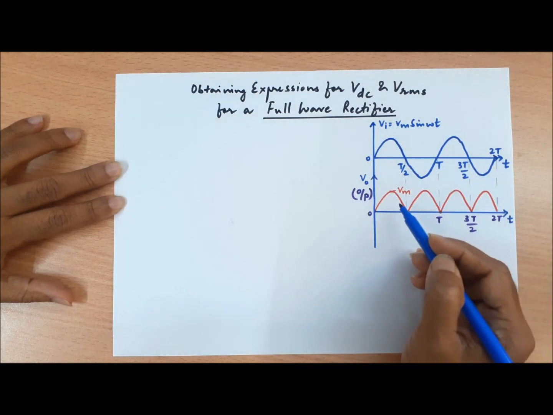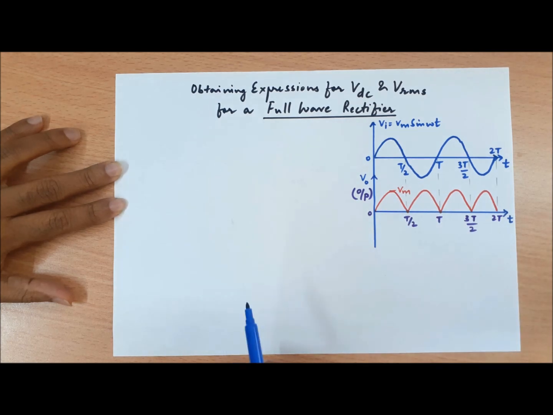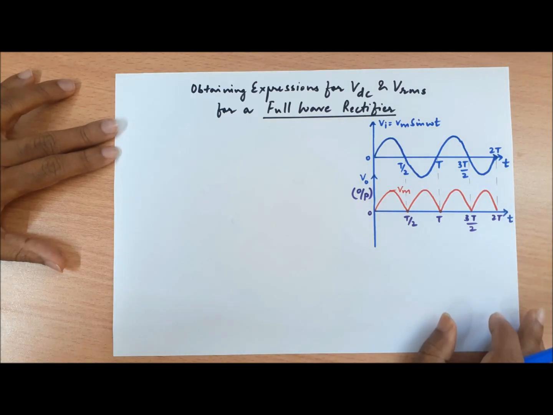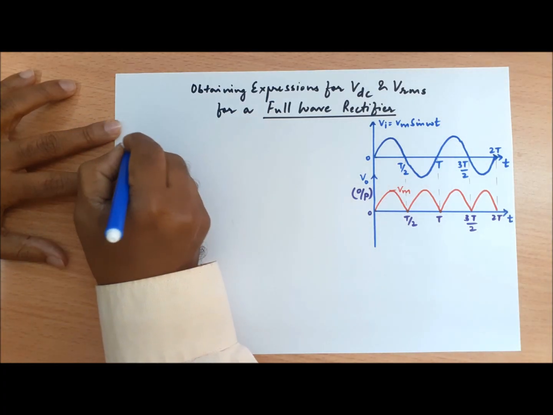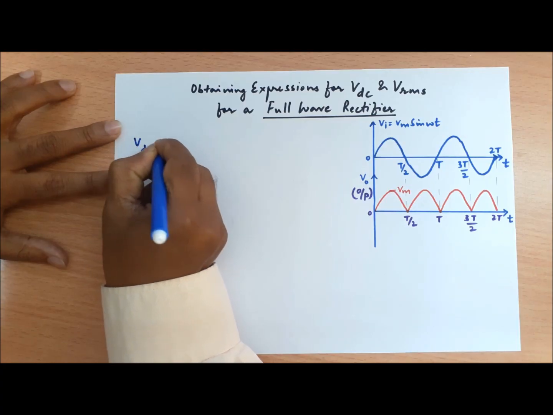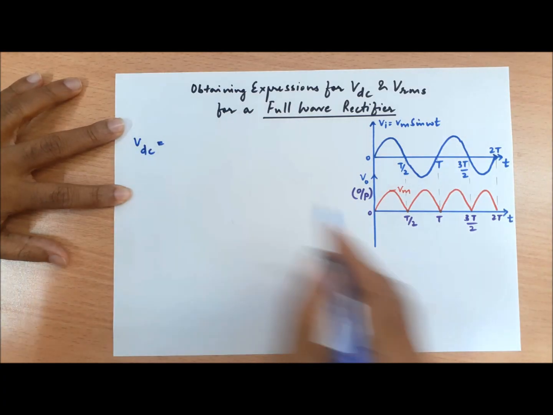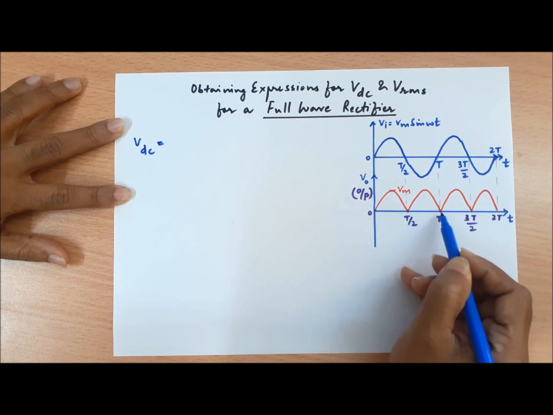If you observe the output waveform for a full wave rectifier circuit, this is how it looks. The working of a full wave rectifier we had already seen in one of our previous video sessions. So today let us try to obtain the VDC and then the VRMS expressions for a full wave rectifier circuit. To start with, VDC of a full wave rectifier can be written as VDC equal to, now because the output waveform is repeating at every T by 2 intervals.